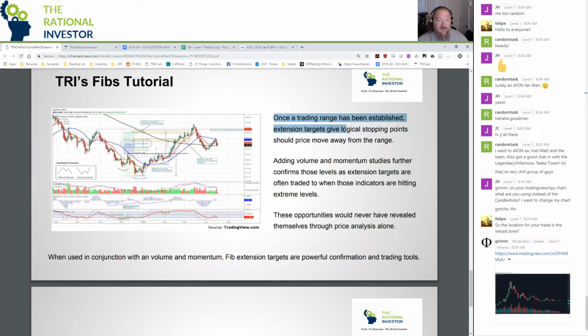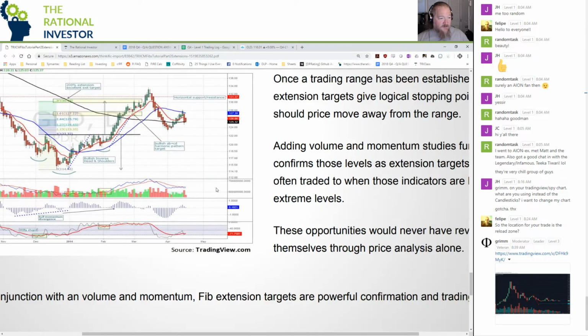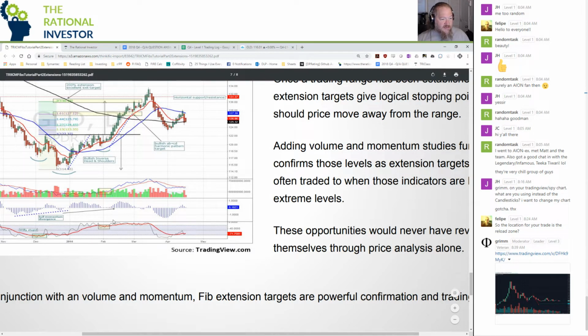Once a trading range has been established, extension targets give us logical stopping points to price them away from the range. Again, when we add volume and momentum studies, that's what we have an example of here, and this is what we're going to be learning in future weeks too, is to add these other studies as well. But once you have these extensions, then we can see, this is Willie, we're going to learn about that. This is MACD, we'll learn that. And this is LBV, we will also learn this. This is our volume study, and our 2 different momentum studies down below here, price momentum, volume momentum. And when you have these in conjunction, it gives us very powerful indicators of when we'll see a reversal. Okay.